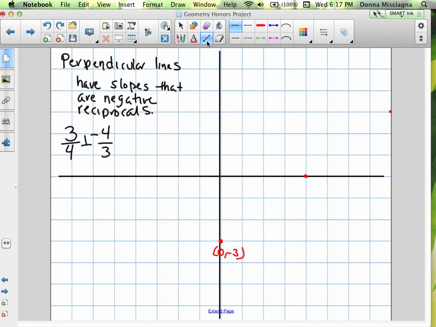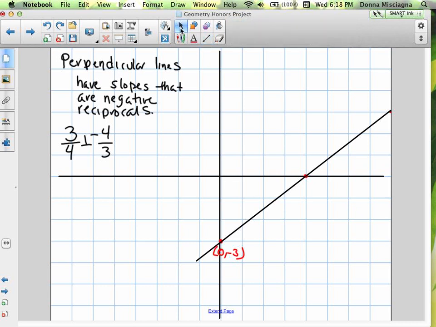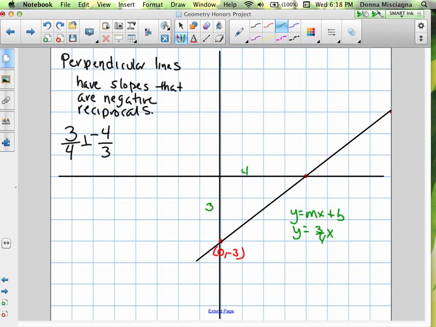So now I'm just going to connect the points. And you'll use a ruler, which would be better than my line tool, I'm sure. That's not too bad. All right, and then I'll write the equation. So the slope here was 3/4, right? Went up 3 to the right 4. And it has a y-intercept of -3, so in slope-intercept form, that's going to be y equals 3/4 x minus 3.